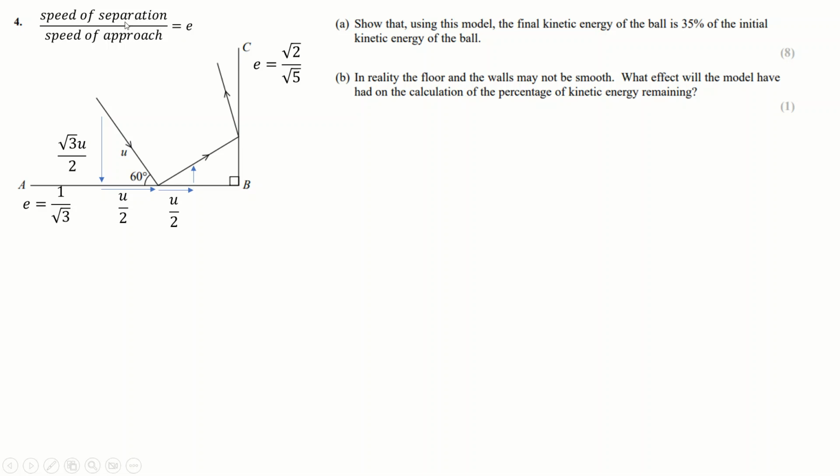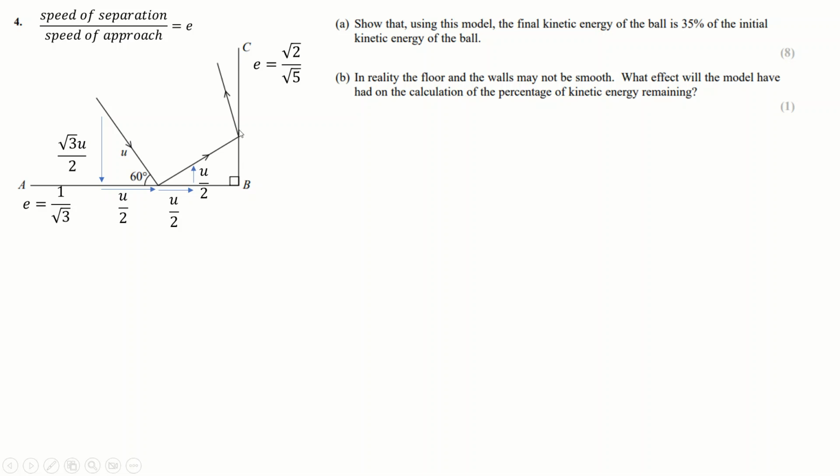And the speed of separation is therefore speed of approach times e. So this is just going to be speed of approach, which is this, times e. But of course, e is 1 over root 3, which cancels nicely here. So I end up with u over 2. So those are the components on the outward velocity. And now we can just do that game again, right?